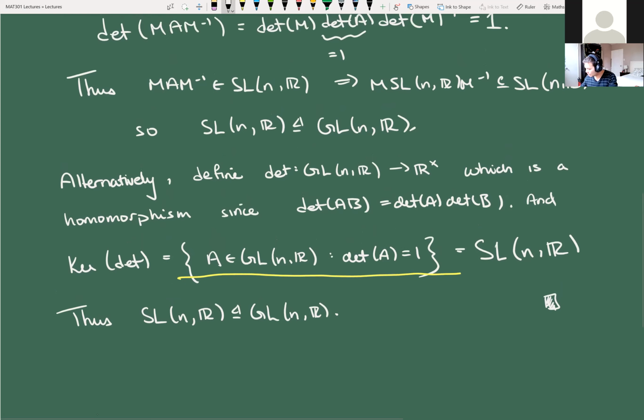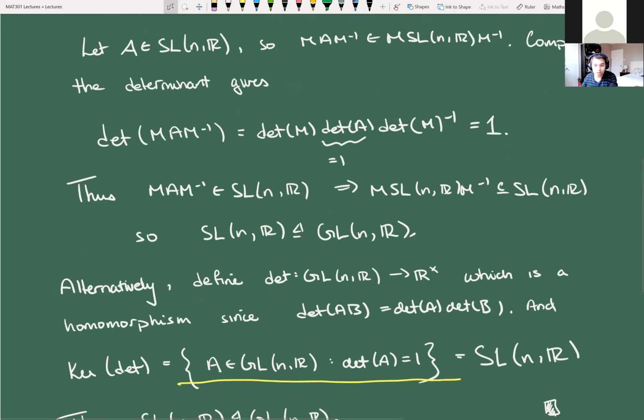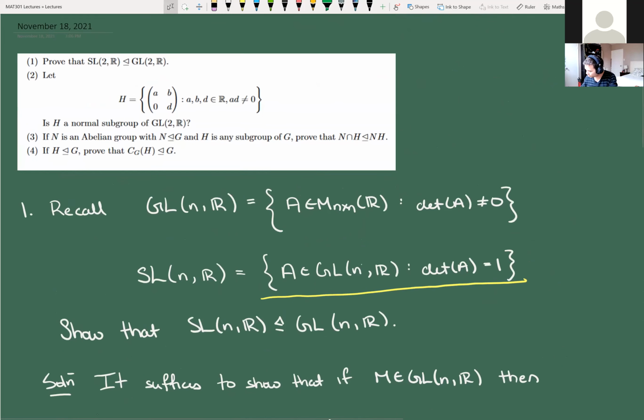Okay, so let's work on question 2. What was question 2? Let's remind ourselves. We've got this set, and we want to determine if it is a normal subgroup. Here, of course, we do want to play with GL2R. You can assume that this is a subgroup, because it is. The question is whether or not it's a normal subgroup.